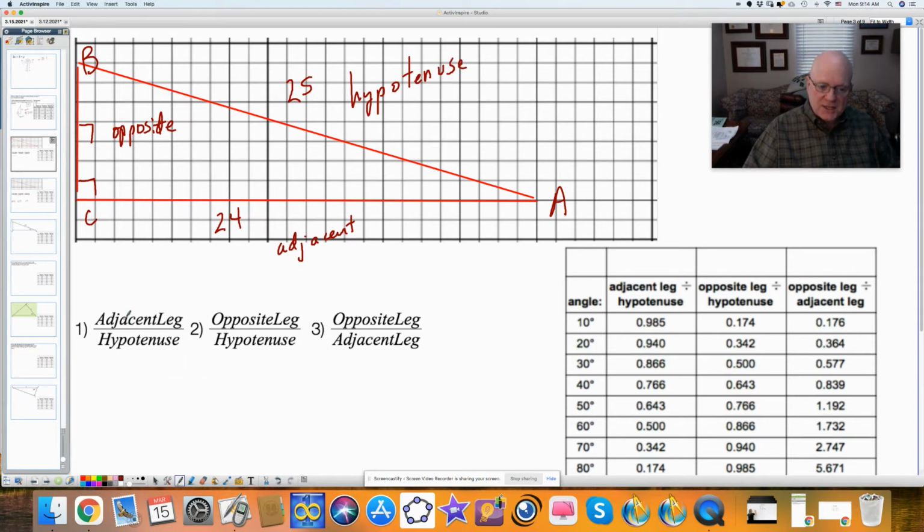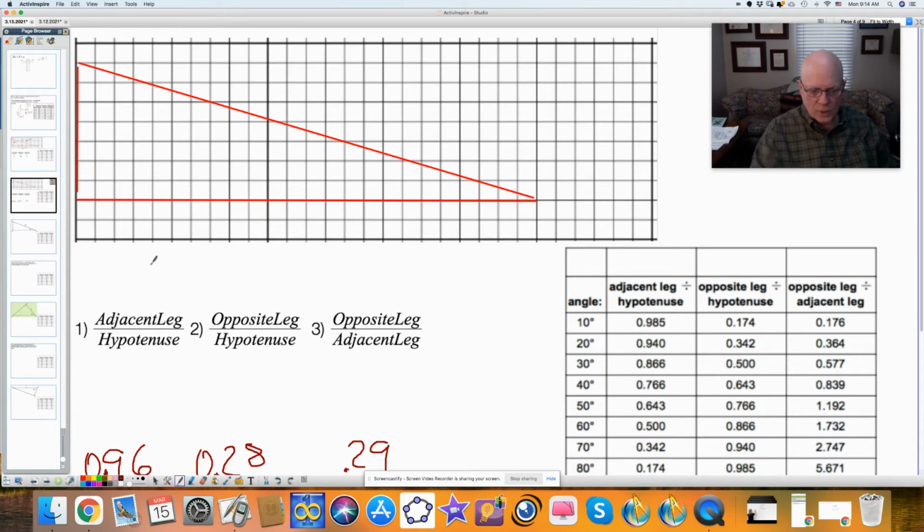The adjacent to the hypotenuse, that's this one divided by this, is 24 divided by 25. The opposite to the hypotenuse is 7 over 25. The opposite to the adjacent is 7 over 24. And when you plug these into a calculator, you get 0.96, 0.28, and 0.29.